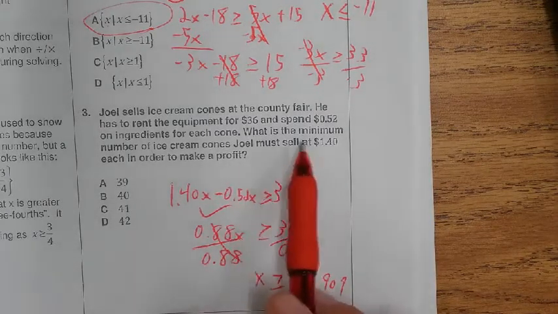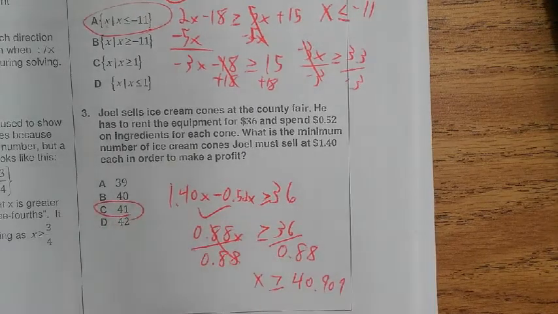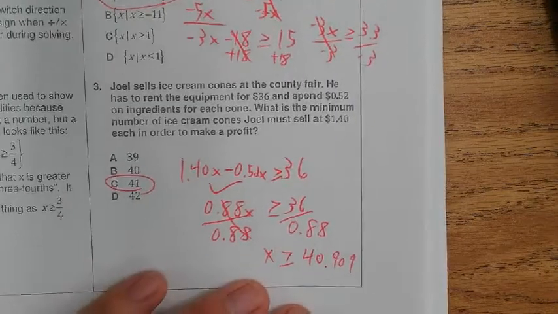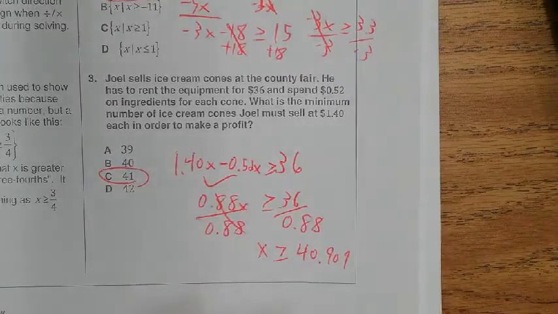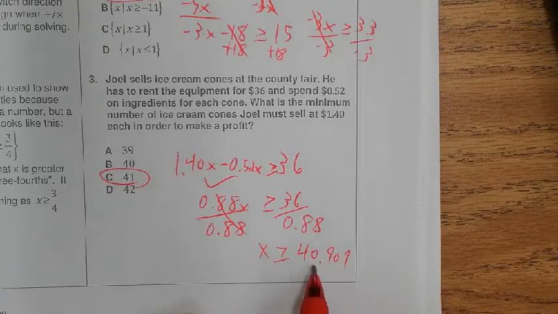It says a minimum number. So would it be B or C? C, good. Why is it C and not B? Could someone tell me? Well, it also says minimum number. If this is the minimum number, is 40 smaller than that or bigger? Smaller. That's why it cannot be 40.